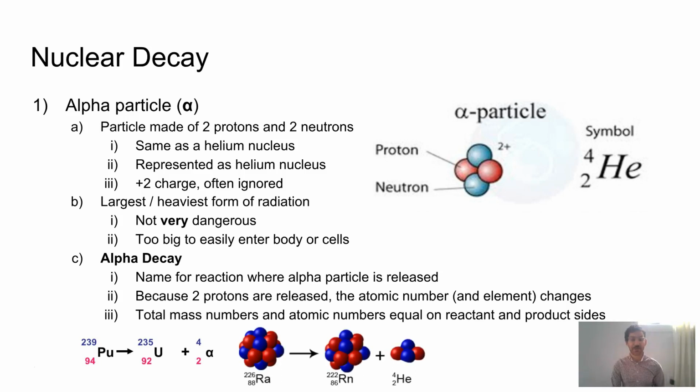Look at maybe another example, just represented with particles instead of symbols. We can see a larger radium nucleus becomes a radon nucleus and emits that alpha particle. And again, the same thing is true. Our mass number on the reactant side is 226, and our total mass numbers on the product side are 222 plus 4, or 226. Cool beans.